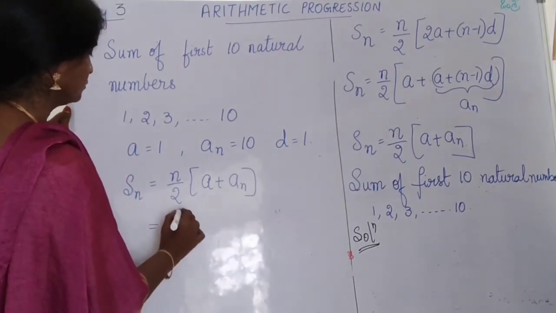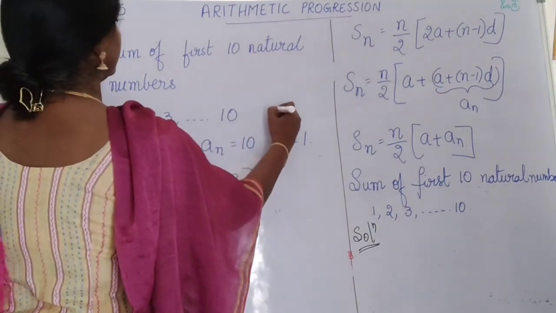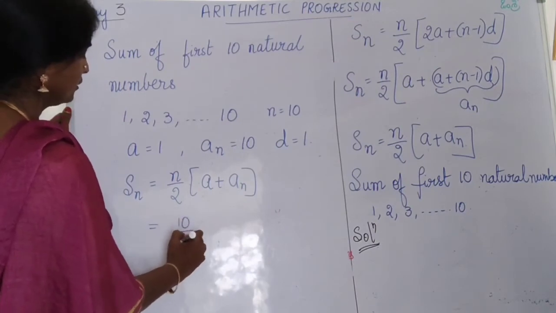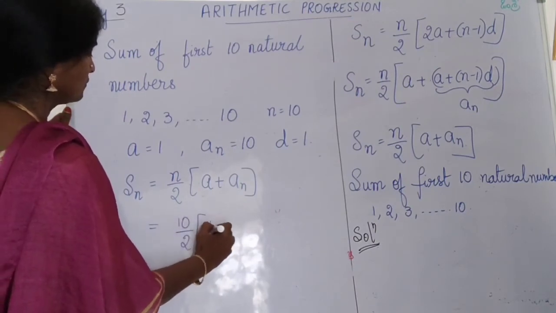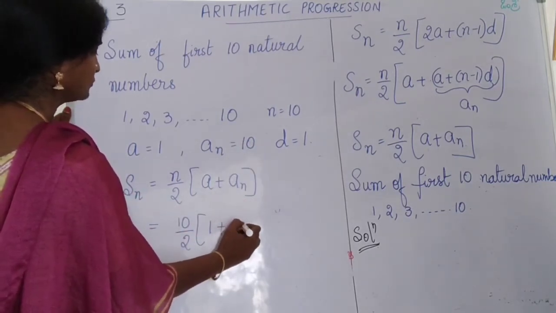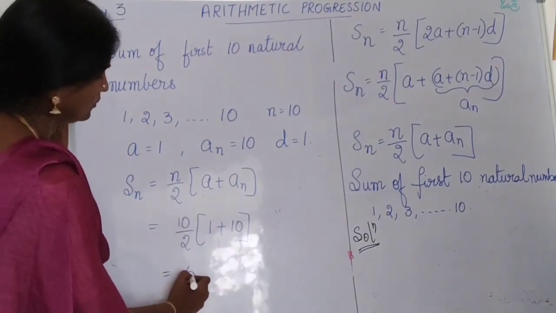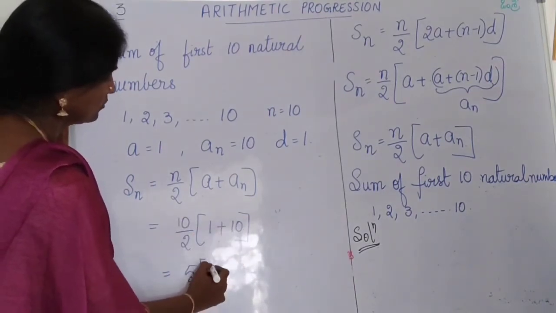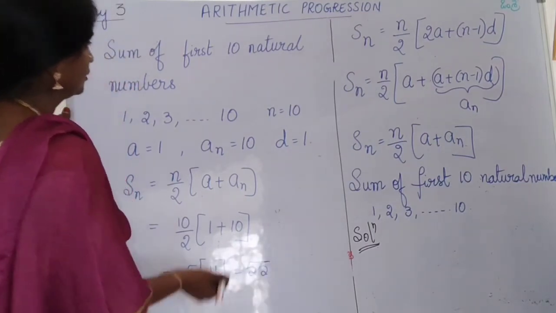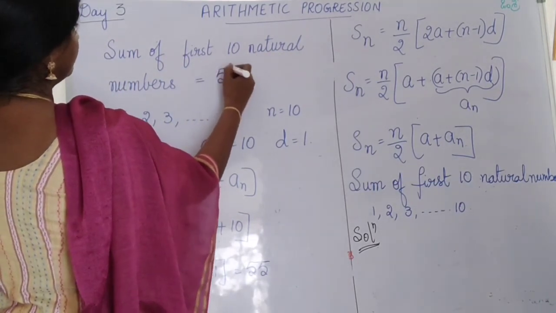Which will be equal to, now what is n here? How many terms? It is 10. So the number of terms is 10. This is 1 and this is n. An is 10. So this will be 5 and this will be 11, which is equal to 55. Thus the sum of the first 10 natural numbers is equal to 55.